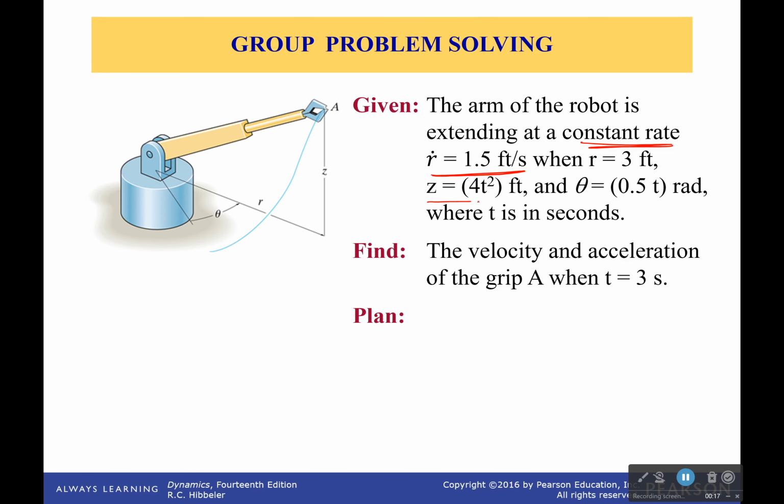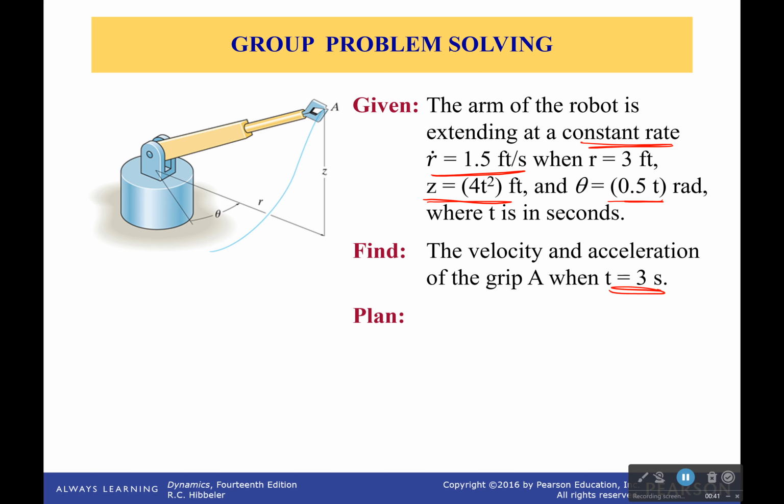And we know that z is going to be equal to 4t squared feet, and theta is going to be 0.5t radians. So we have an equation for both of those. Also very good. What we want to find is the velocity and acceleration of the grip A when t is equal to 3 seconds.